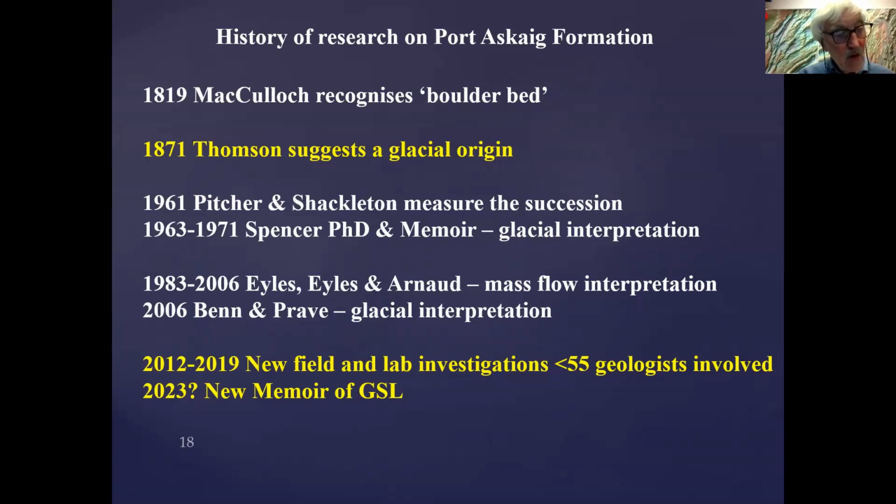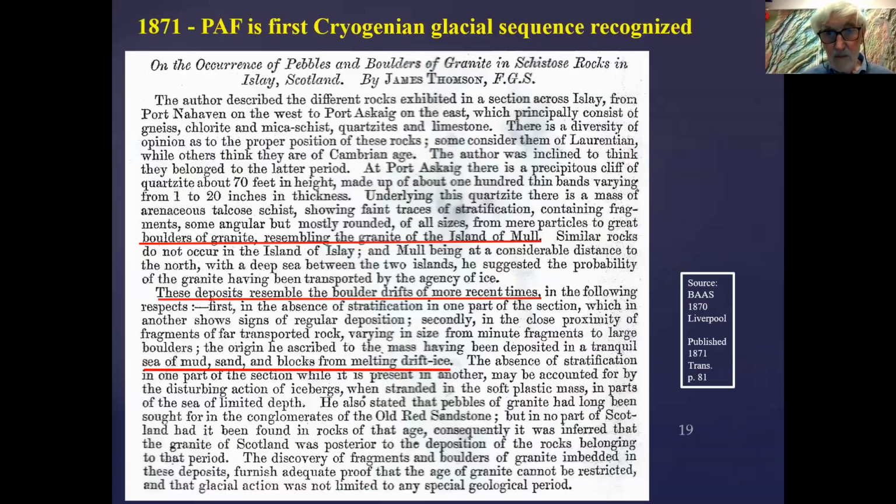Now you will see 2 slides giving more information on the topics coloured in yellow. This is the published abstract in which Thomson proposed a glacial origin. The most important sentences are underlined in red. The ages of these rocks was not then known. Now we know that this was the first cryogenian diamectite to be proposed as glacial in origin.